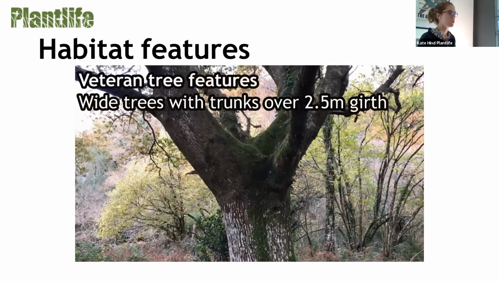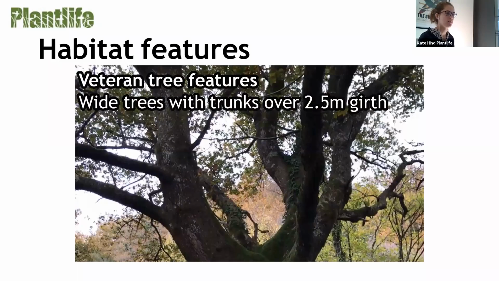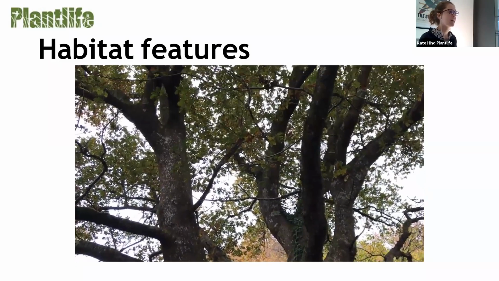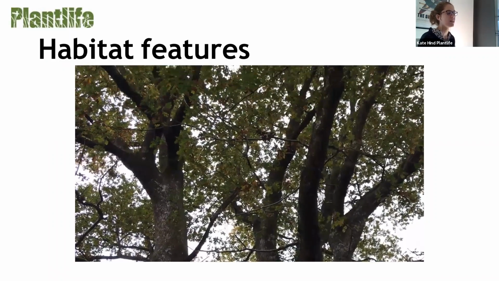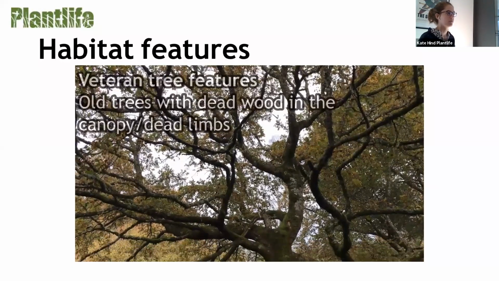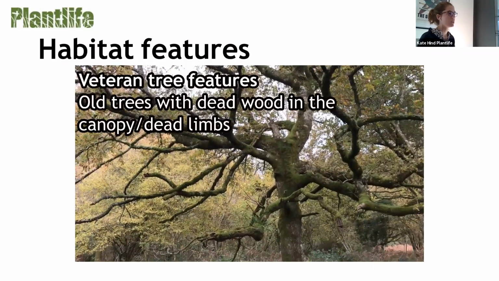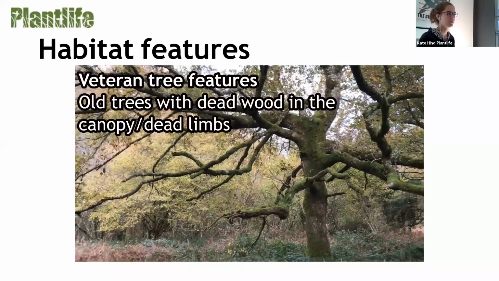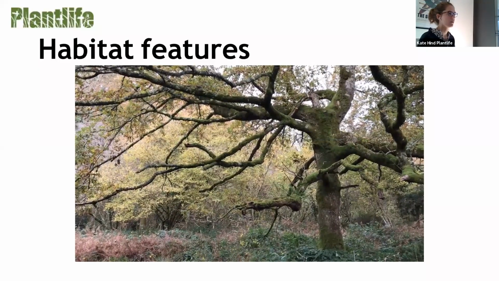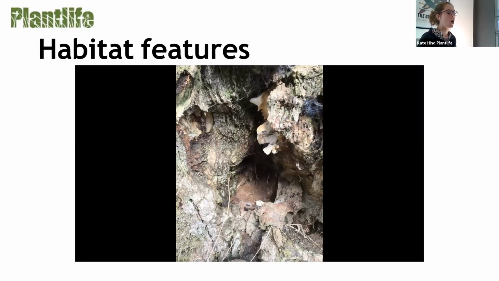We have veteran trees, and these are wide trees with trunks over 2.5 meters girth. You can get veteran trees with a smaller girth, but we found this really useful description for our volunteers. We want you to look out for old trees with dead wood in the canopy and dead limbs. You can record if you found veteran trees with holes present in it as well.